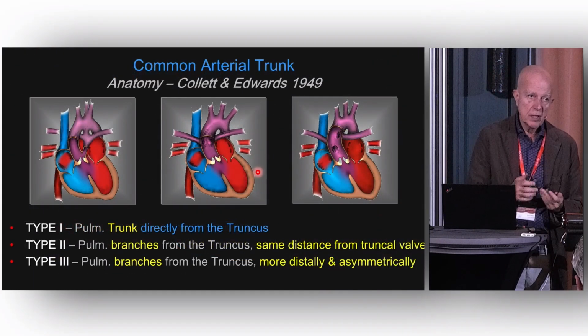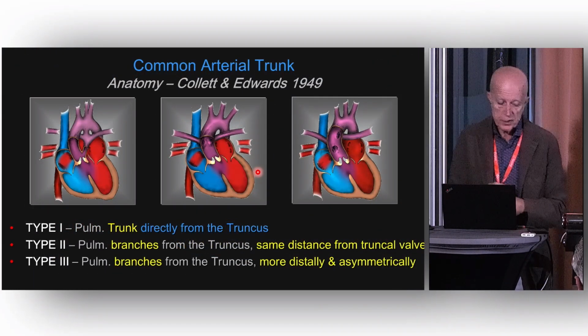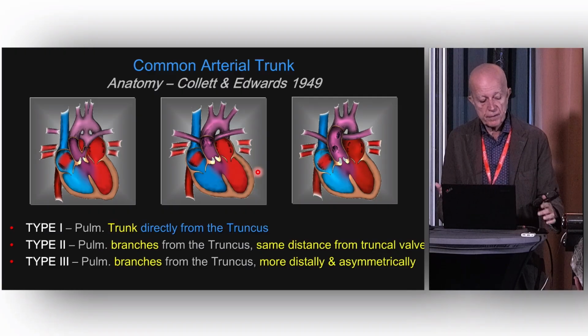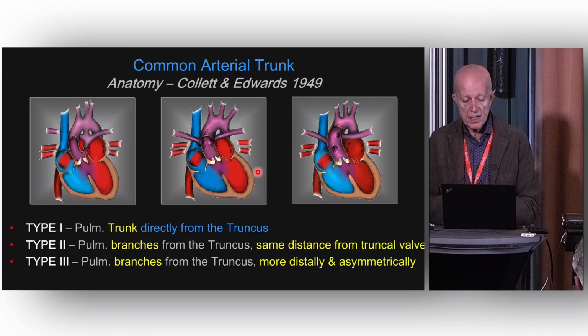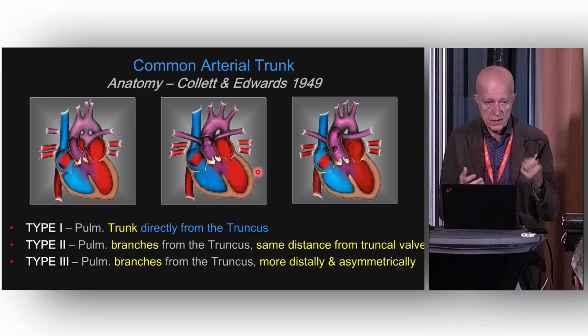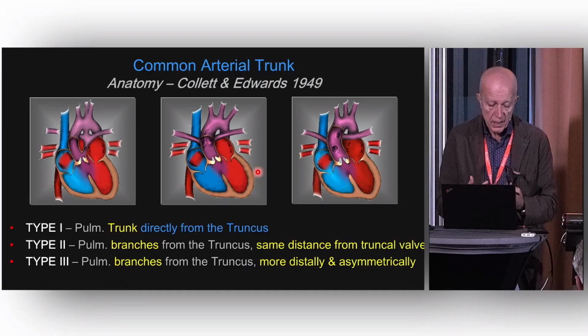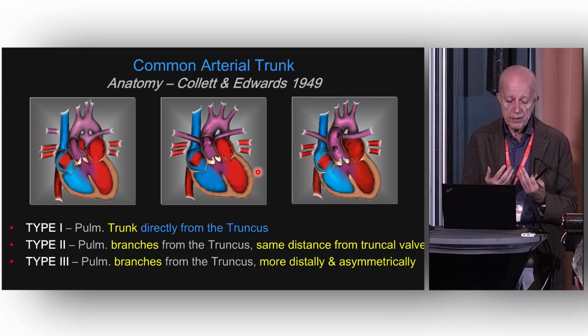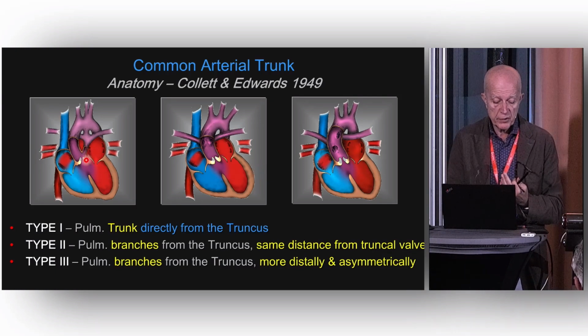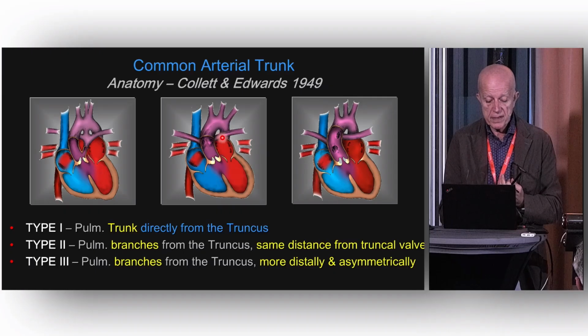Coming back to the anatomy, as for most congenital heart defects, you have a classification because you have subsets of malformations. And the most common classification used is this, which dates back to the 50s of the last century. And you have actually three types of truncus. You have type 1, in which you have the main pulmonary trunk arising from the truncus just above the truncal valve here, and then it separates into the two branches. And type 2 and 3, in which you do not have the main trunk, you have directly the two branches, which arise at the same distance from the truncal valve in type 2, or at different distances from the truncal valve in type 3.